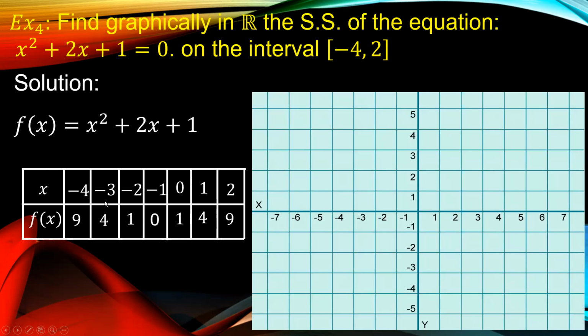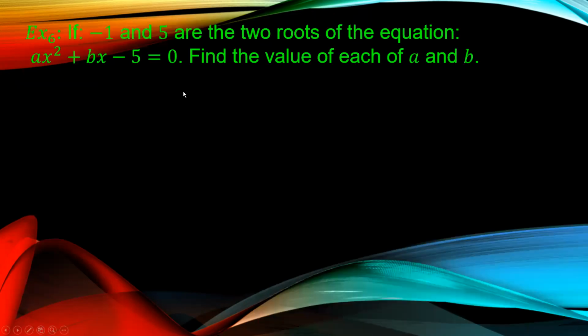Here, I will substitute or use a calculator to find it, and I will plot each point on the graph: negative 4 and 9, negative 3 and 4, negative 2 and 1, negative 1 and 0, 0 and 1, 1 and 4, and 2 and 9. I will draw the curve. The curve cuts the x-axis at 1 point only, negative 1. Then the solution set is negative 1.